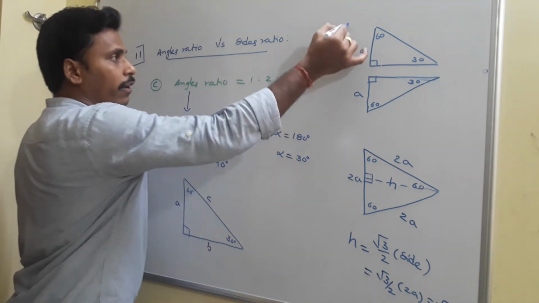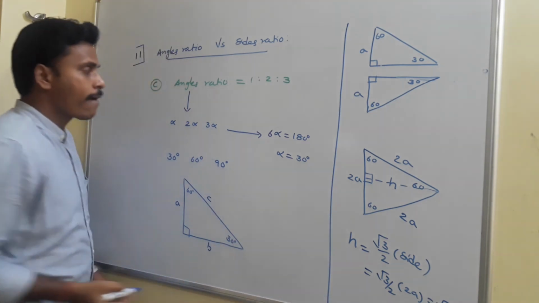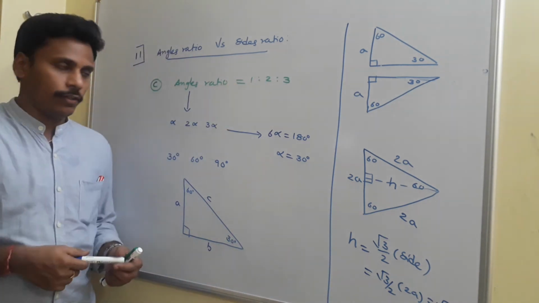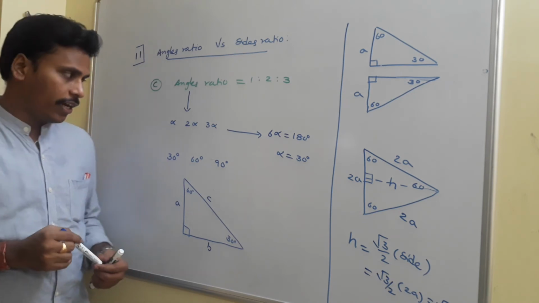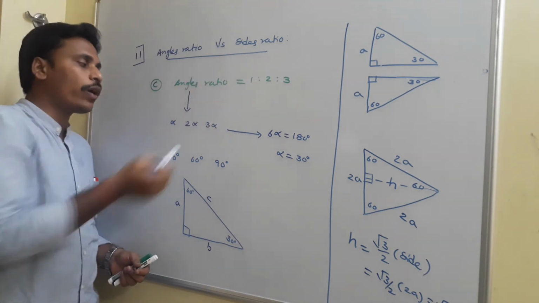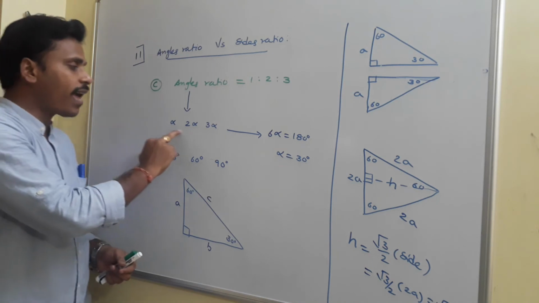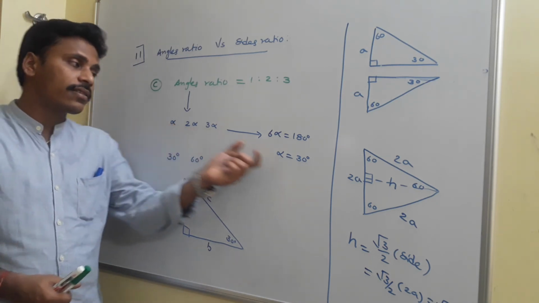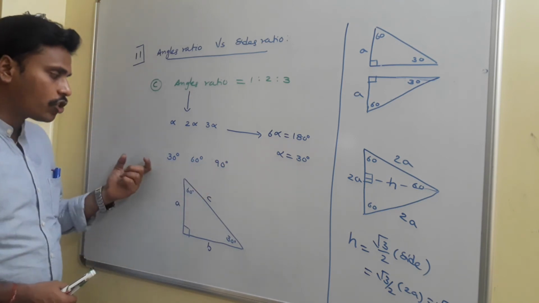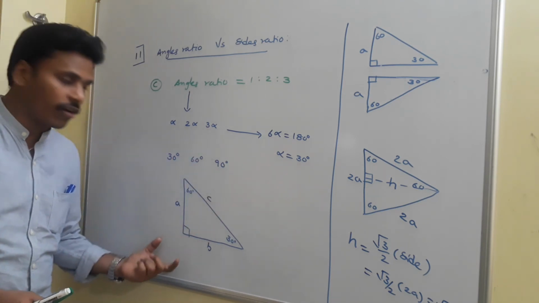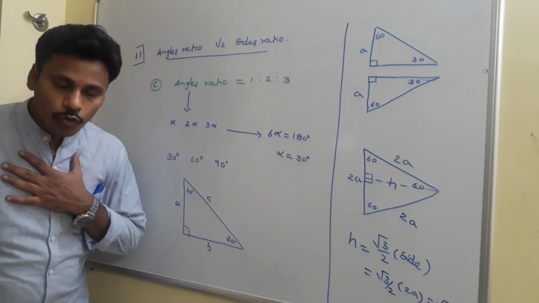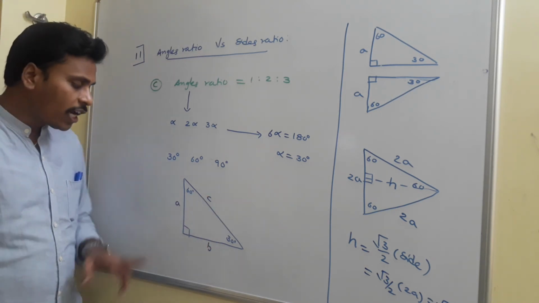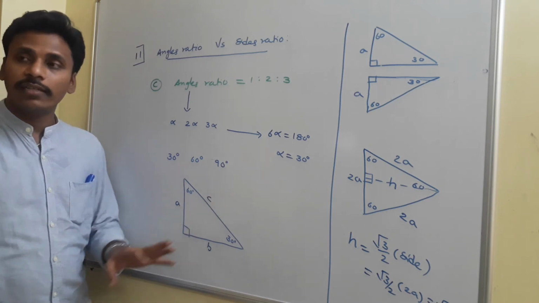Once again I am repeating for you. See, the angles ratio for a triangle is now 1:2:3, and we are going to find the side ratio. Since the angles ratio is 1:2:3, you let the angles be alpha, 2 alpha, 3 alpha. Since the sum is 180, alpha is 30, and the angles are 30, 60, 90, and this is the triangle. Our intention is to find the sides ratio. Let the sides be A, B, C. At the end, if you find the ratio between A, B, C, that's enough.